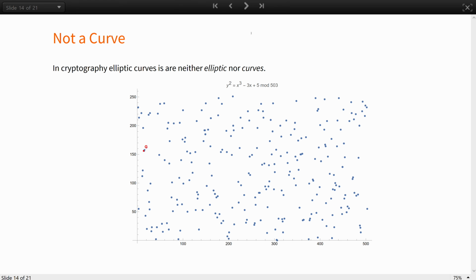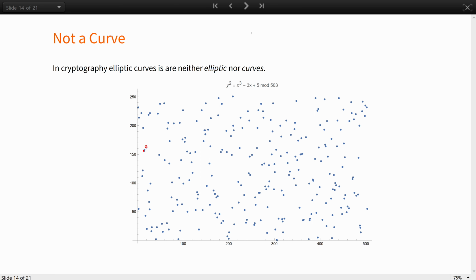In the context of cryptography, one thing to note about elliptic curves is that they are neither elliptic nor curves. Elliptic curves used in cryptography are defined over discrete sets of integers called finite fields. For instance, here is the plot of the curve with the same coefficients -3 and 5 you saw before, but defined over a finite field modulo 503. As you can see from the plot, it is a collection of seemingly chaotic points, which is exactly the reason why it is useful in cryptography, like pseudorandom number sequences.